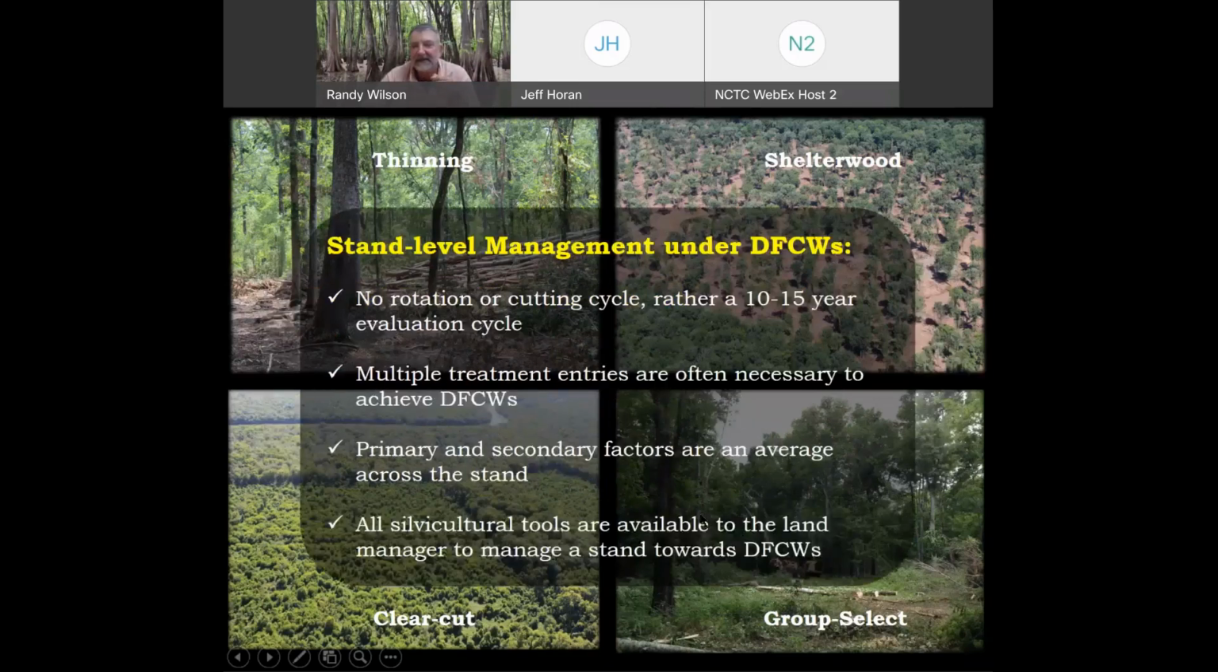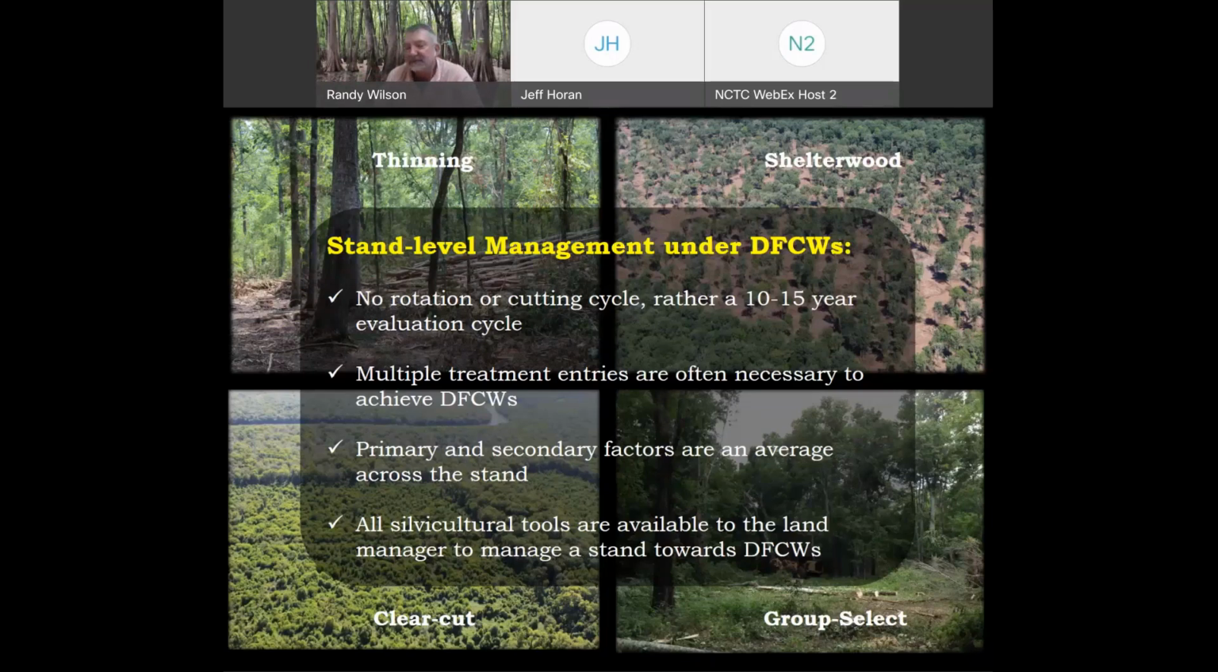So digging in a little bit deeper into stand level management, kind of deviating from history or maybe from your forestry class you might have had in college, right? Here we're thinking there's no rotation or cutting cycle, rather it's an evaluation cycle. So every 10 to 15 years, depends on the stand, might be 20 years, you evaluate it based off of the desired conditions, and then make a determination if it warrants additional treatments to move it closer to those desired conditions, as opposed to a rotation or cutting cycle, which gets you into more of a commercial production atmosphere.